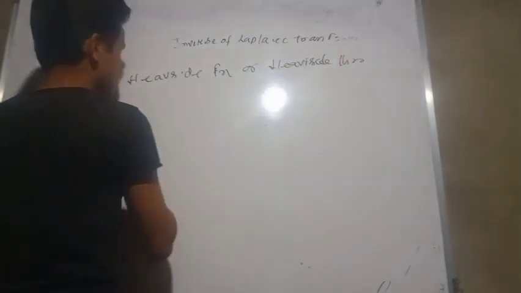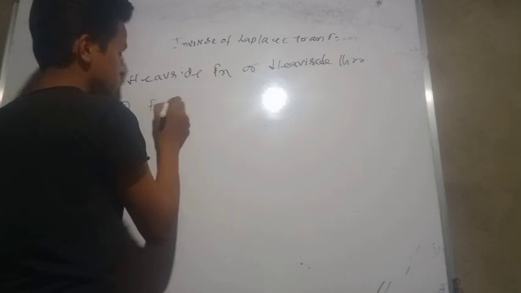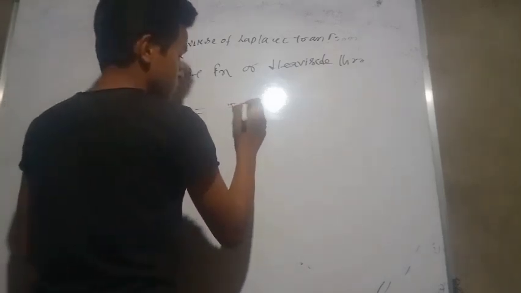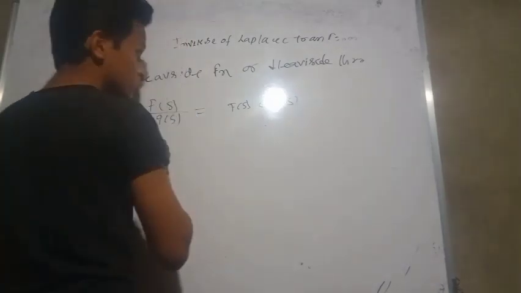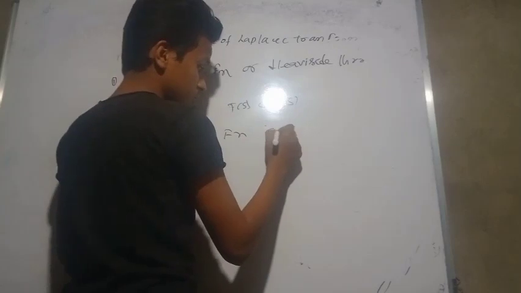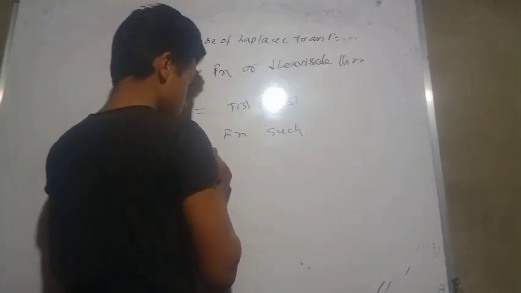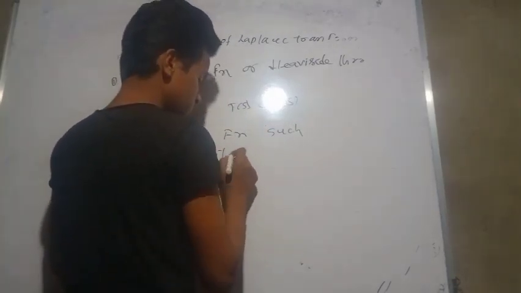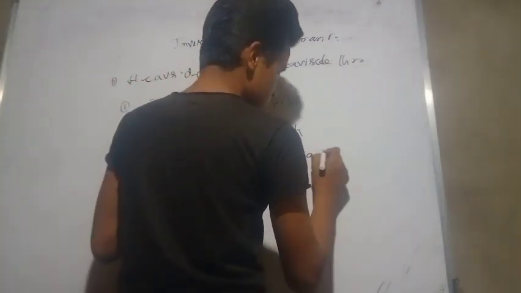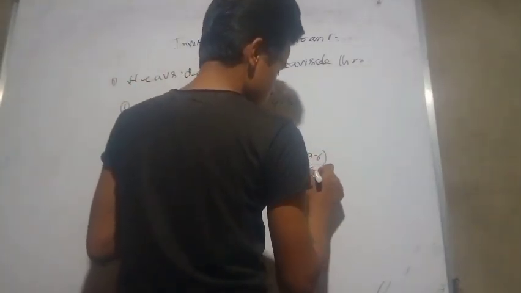Let's say F(s)/G(s) is our function, where the power of F(s) is less than or equal to the power of G(s). Then there exists a function such that the inverse of F(s)/G(s) equals the sum of F(αr)/G'(αr) times e^(αr t).